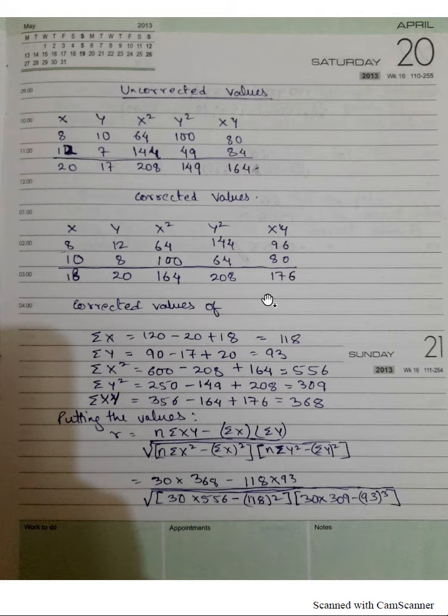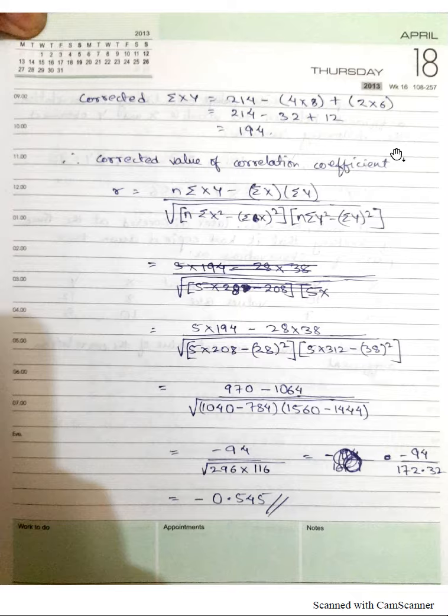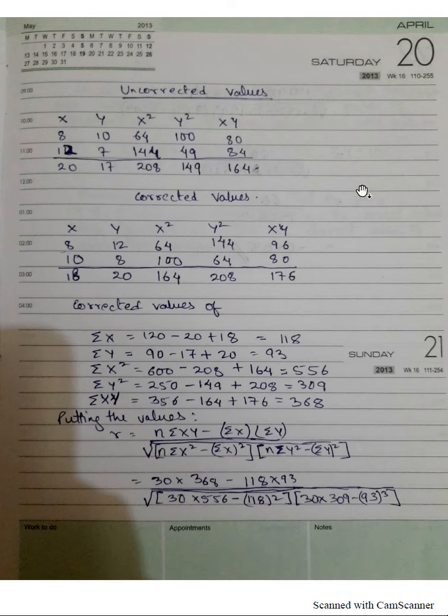For summation y, the wrong summation y is 90. We write 90 here, minus the sum of wrong observations, that is 17, plus the sum of correct observations, that is 20. We get 93.